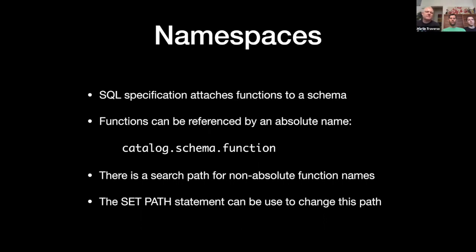So there's a search path, just like you would have in any Unix system. And you can say, I want to search these schemas in the following order. And the system will go through and resolve functions against the schemas in order, looking for one that matches a name if it's not fully qualified. And there's a set path, and a current path function, like current user, so you can look at what's going on.